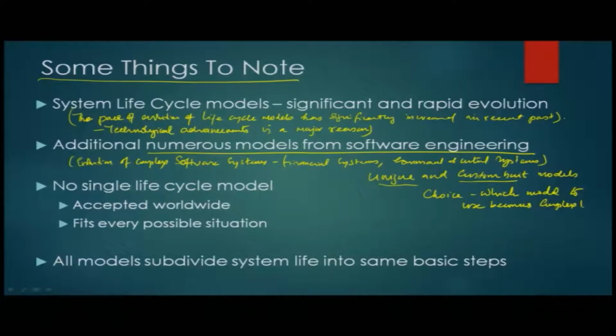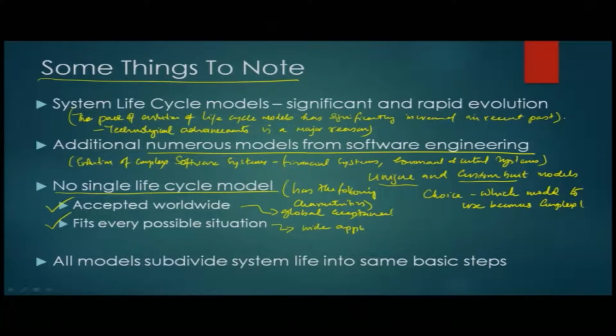So, before deciding which model to use, everybody should keep these two things in mind. There is no single life cycle model that has the following characteristics. First one is worldwide acceptance. There is no single life cycle model that is accepted worldwide, or what we call global acceptance. Second, there is no single life cycle model that fits every possible situation. So, it is called wide applicability. So, these two things are important to note. There is no model that has a global acceptance and no model that has a wide applicability across different situations. So, hence, the choice is usually depending upon the circumstances.